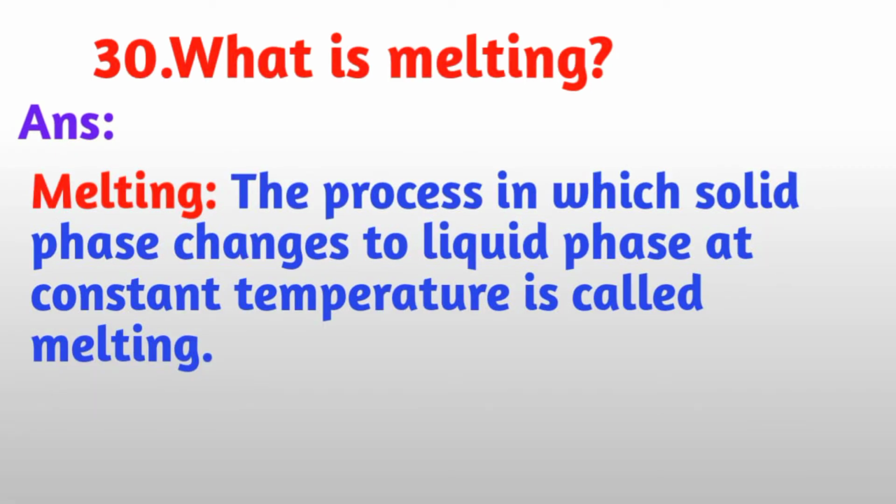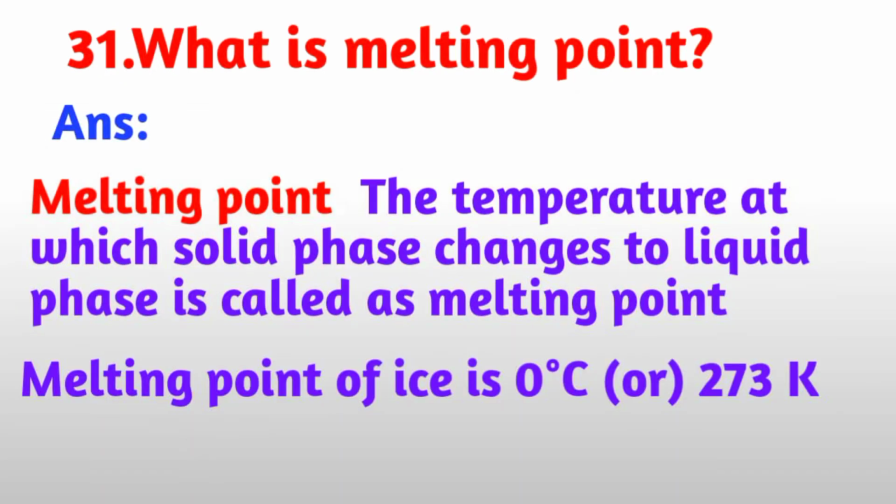Boiling point of water is 100 degrees Celsius or 373 kelvins. What is melting? The process in which solid phase changes to liquid phase at constant temperature is called melting. What is melting point? The temperature at which solid phase changes to liquid phase is called melting point. Melting point of ice is 0 degrees Celsius or 273 kelvins.